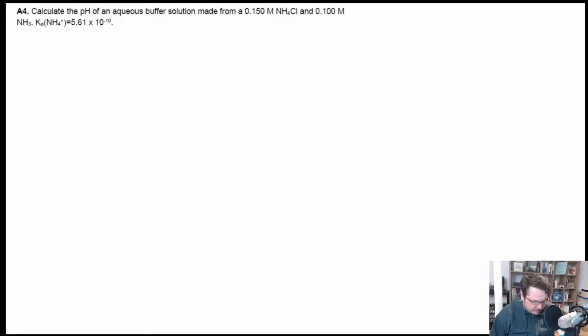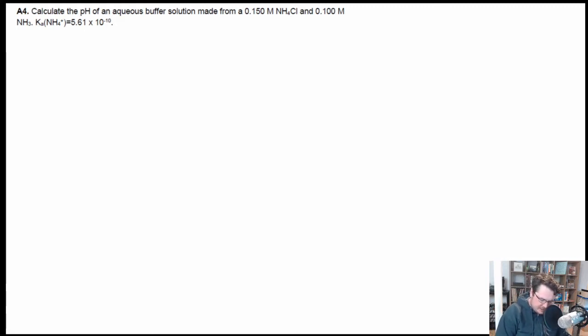So A4 says: calculate the pH of an aqueous buffer solution made from 0.15 molar ammonium chloride and 0.1 molar NH3. And then you're given the Ka of ammonium. So this right here is just simply a straight up buffer problem. What we can use to make our lives a lot easier is the Henderson-Hasselbalch equation.